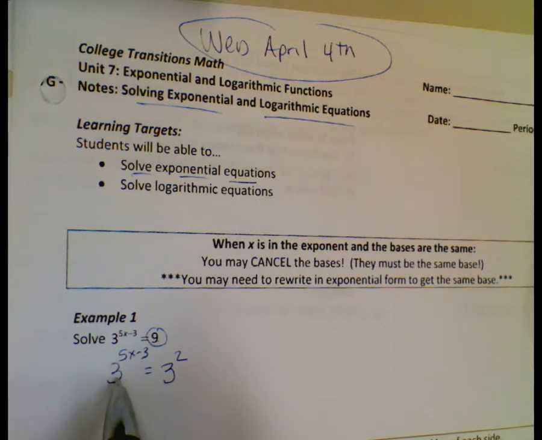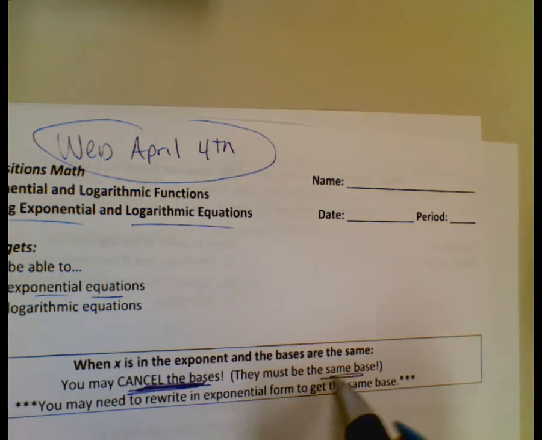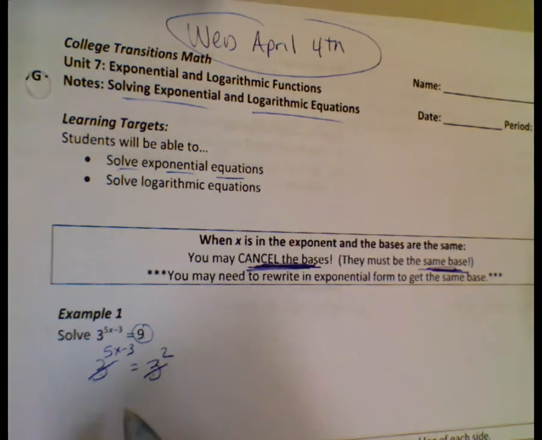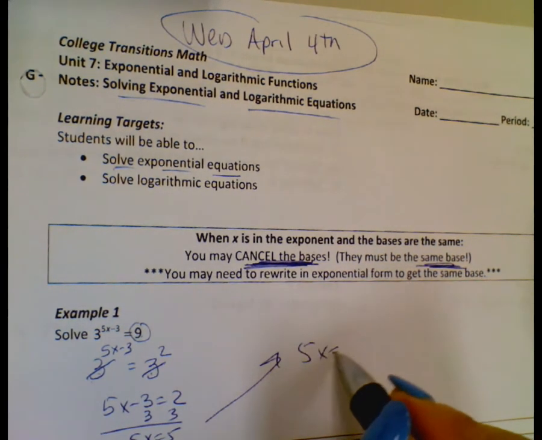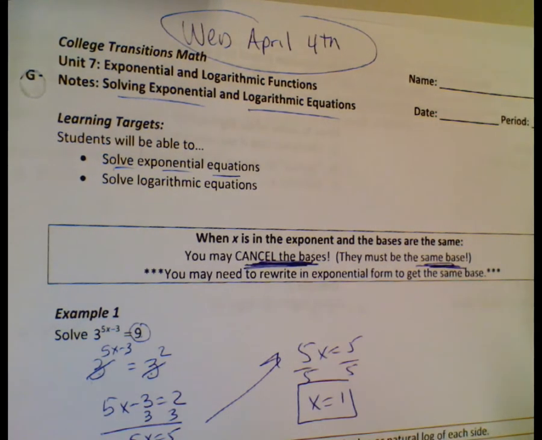Once they have the same base, it says right here, cancel them if they're the same. Okay? So we're going to cancel them. Cancel, cancel. And you're going to set the exponents equal. You're going to add 3. Divide by 5, and x is 1. Okay, that's it. We already did these problems. We did these in our last quiz.